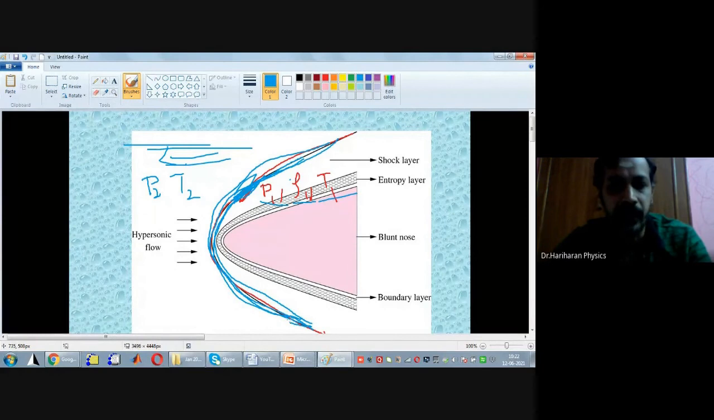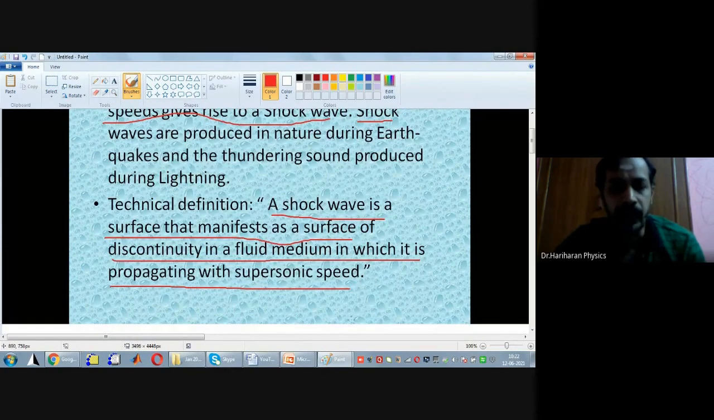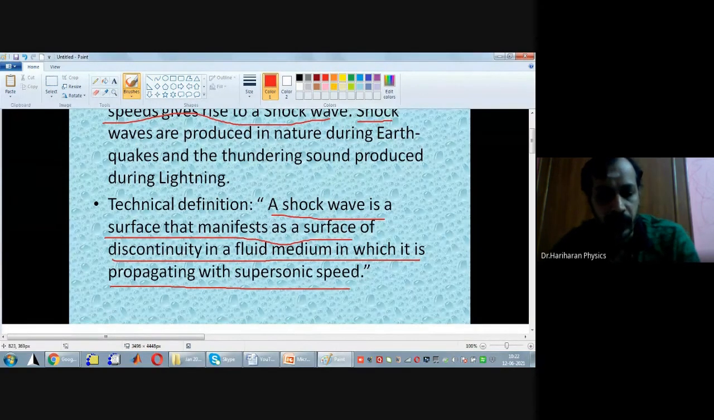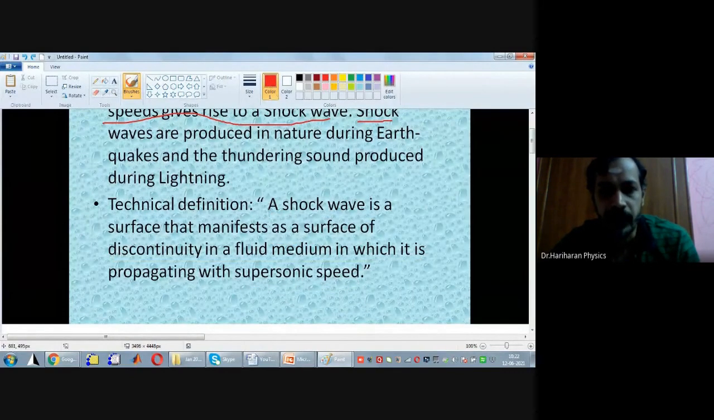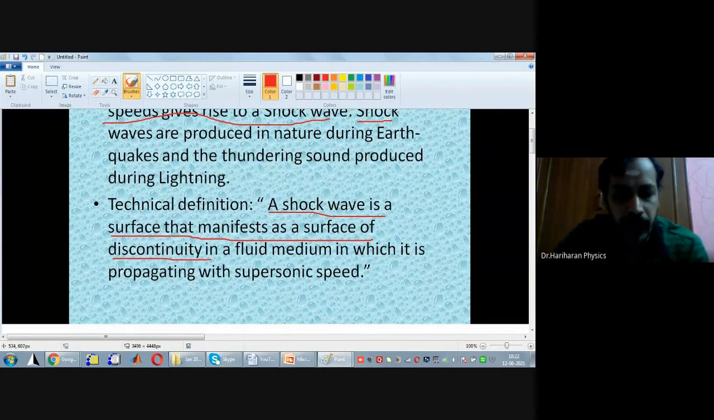That gas is nothing but what? The thickness of the shock front. Once again I will recollect, what is the definition of shock wave? A shock wave is a surface that manifests as a surface of discontinuity. Surface of discontinuity means what? Left hand limit is not equal to right hand limit.